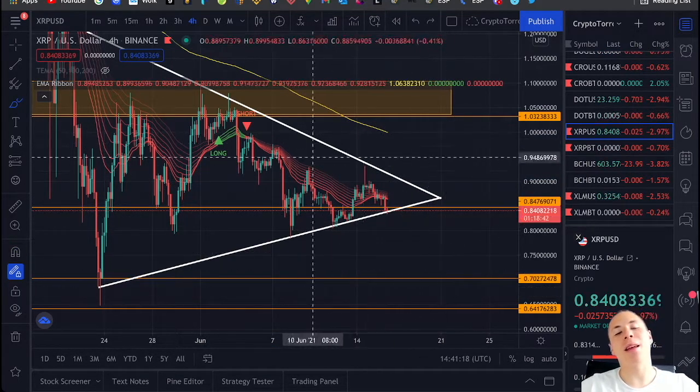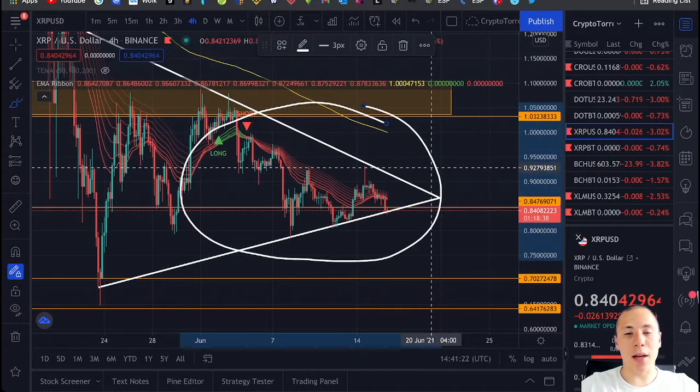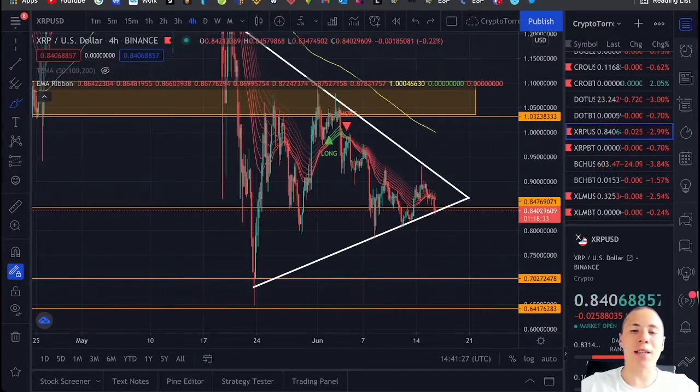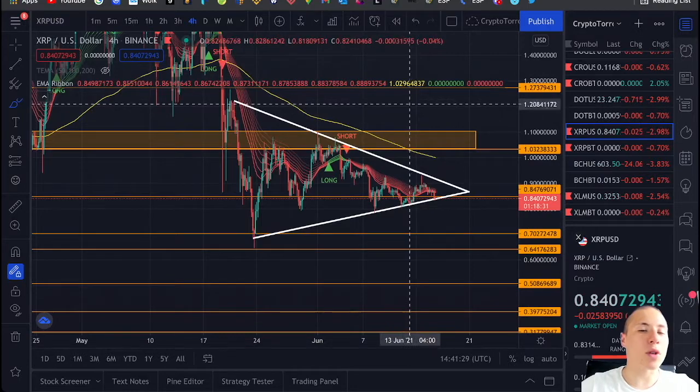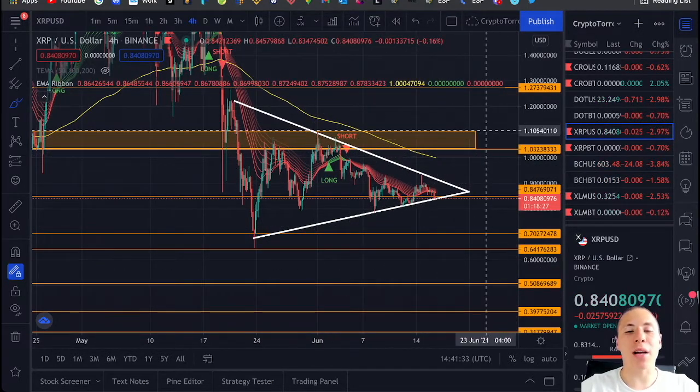So I personally think the EMA ribbon is serving right now as a very important level of resistance, and I think that is something you would like to take into consideration, that this pattern could probably break out towards the downside instead of towards the upside. But of course it depends on what the Bitcoin price action is going to be.